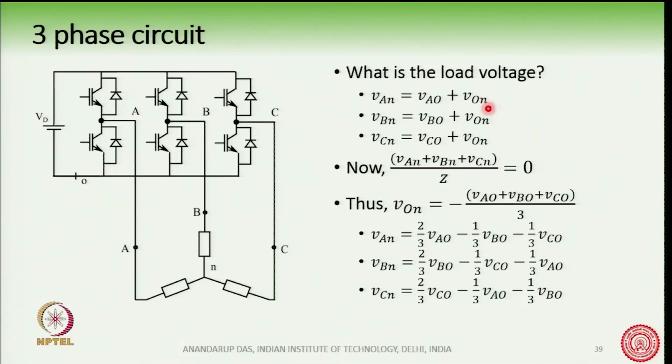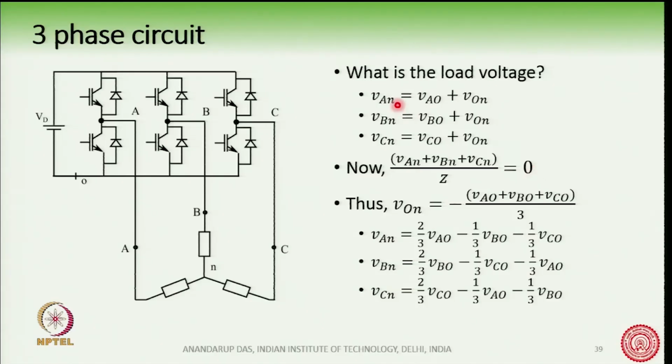Similarly, VBN is also equal to VBO plus VON, and similarly VCN is VCO plus VON. Now, in this converter we see that the star point is isolated, and so the sum of the three currents coming to this star point must be equal to 0. And so, (VAN plus VBN plus VCN) divided by Z, where Z is the impedance of the load per phase, is equal to 0.